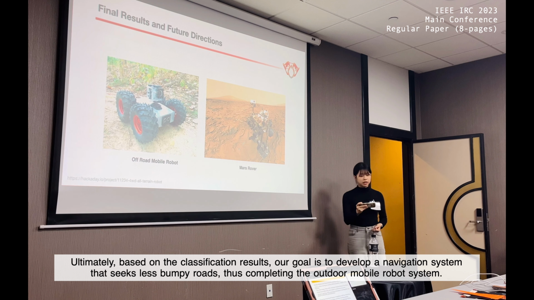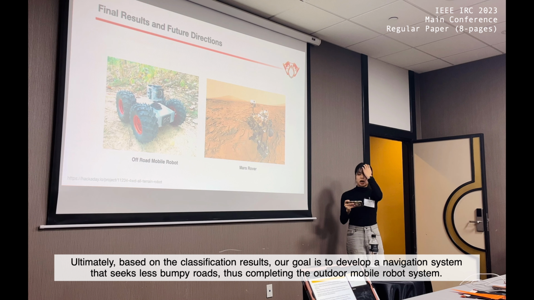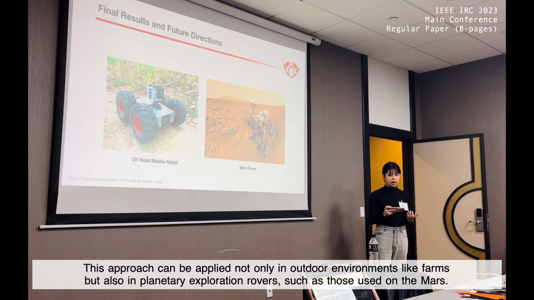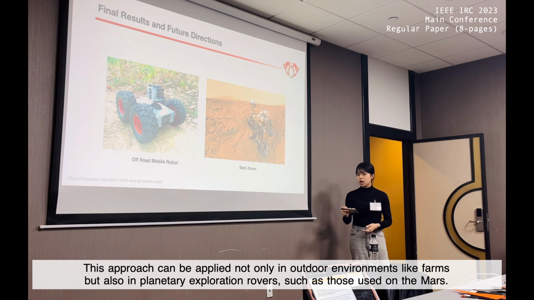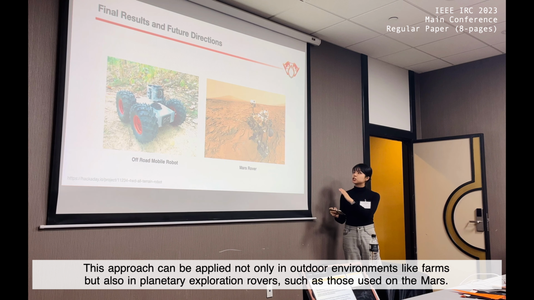Ultimately, based on the classification results, our goal is to develop a navigation system that seeks less bumpy roads, thus completing the outdoor mobile robot system. This approach can apply not only in outdoor environments like farms, but also to planetary exploration rovers such as those used on Mars.